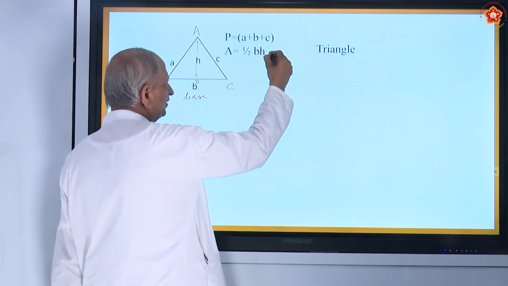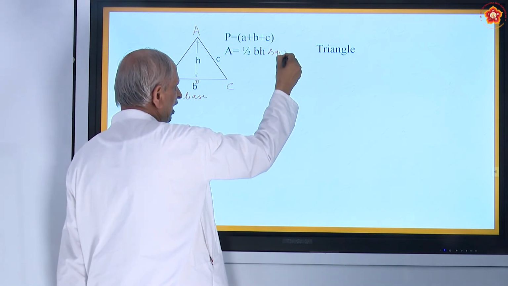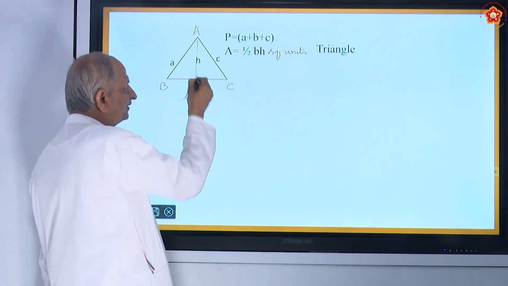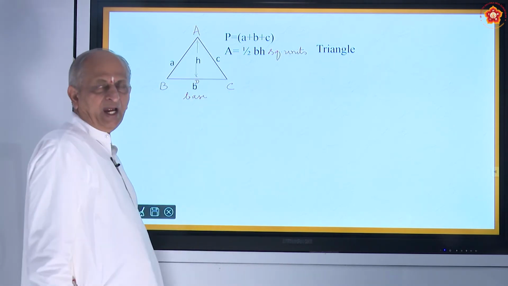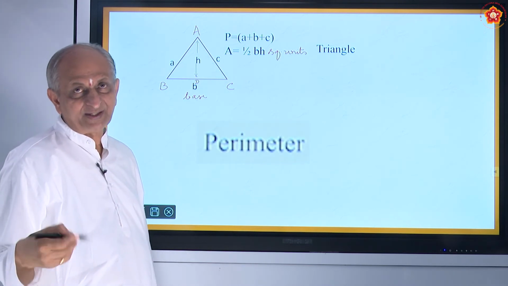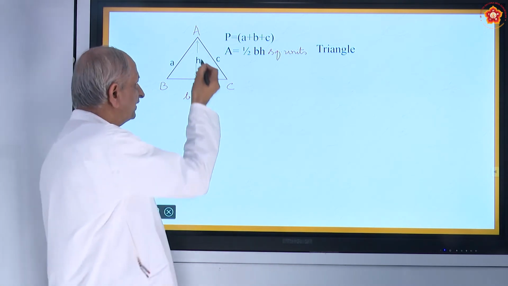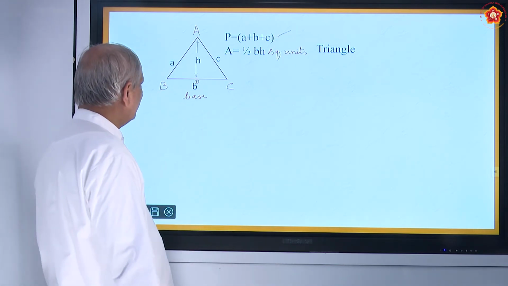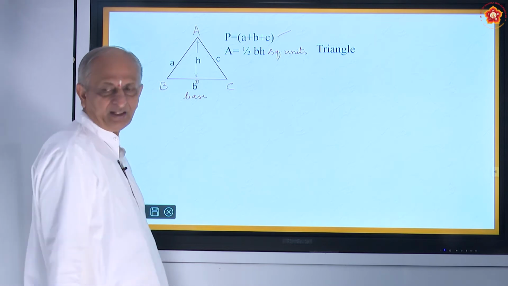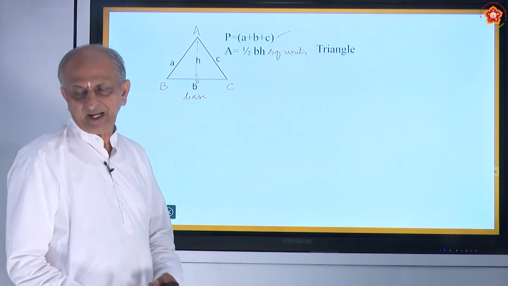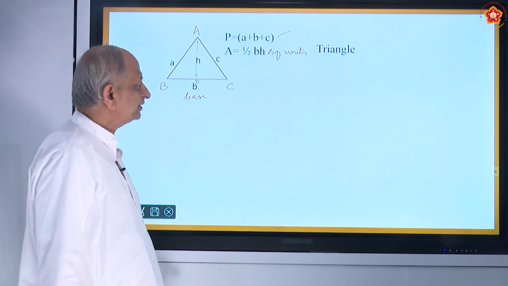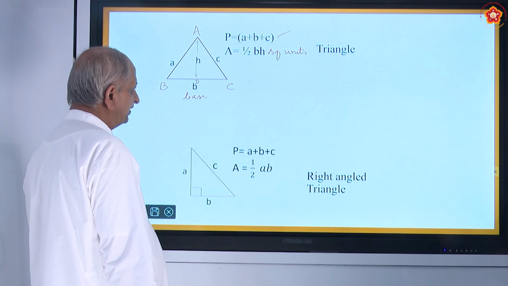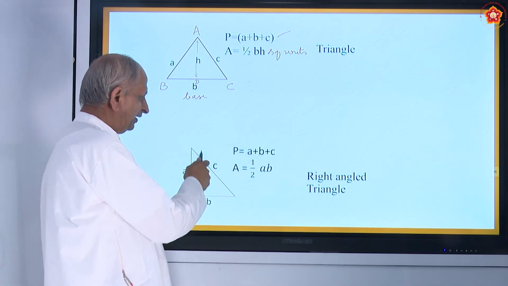So the area of this triangle will be half b into h. b means base, h means height, and the perimeter of the triangle is given by the formula a plus b plus c, because it is a general triangle. So in a general triangle you have the formula like this. Okay. Now coming to one specific triangle, you have a right angle triangle.